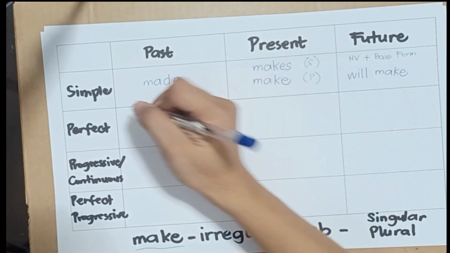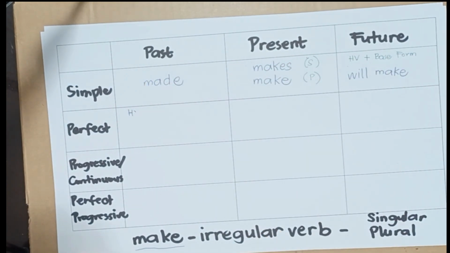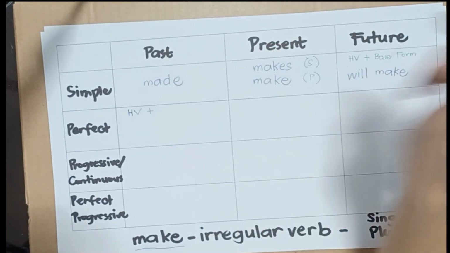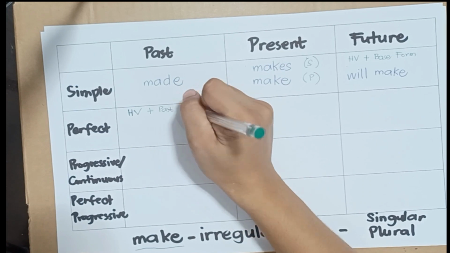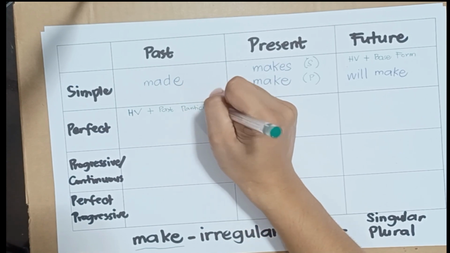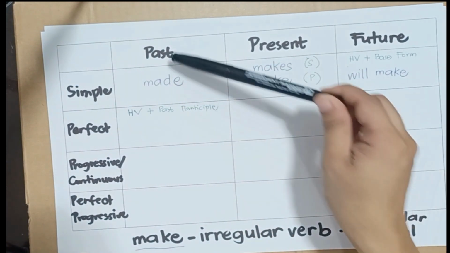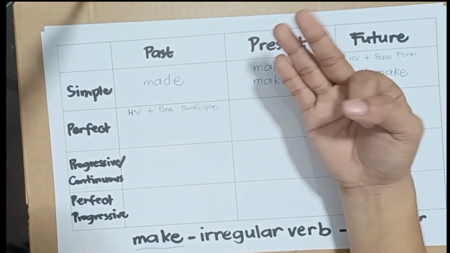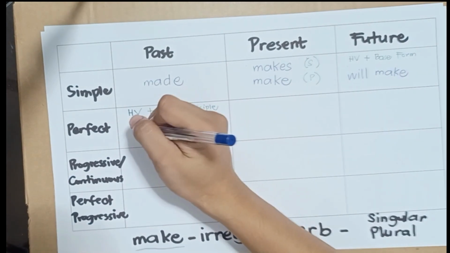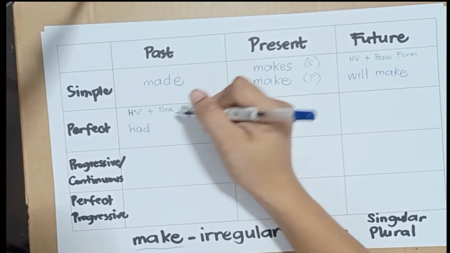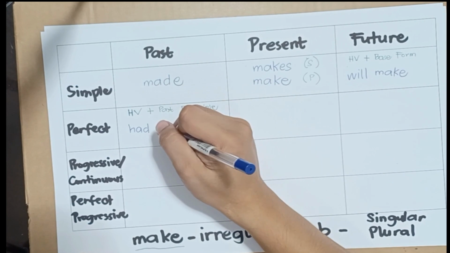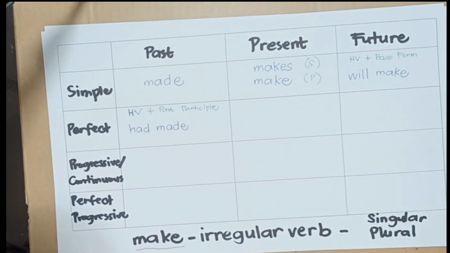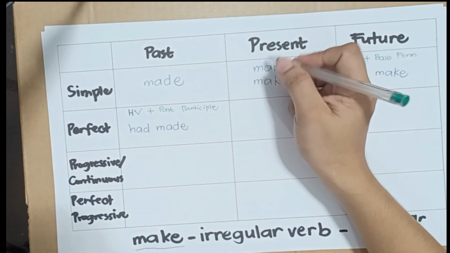Next one, for past perfect. Since this is past perfect, then we have to use a helping verb. We'll look into a helping verb, which is a have verb, plus the past participle of the verb. Take note, past participle, not simple past form. Okay, so we have three choices: has, have, and had. But since we are talking about past, then we can use had. Had plus made, which is the past participle.